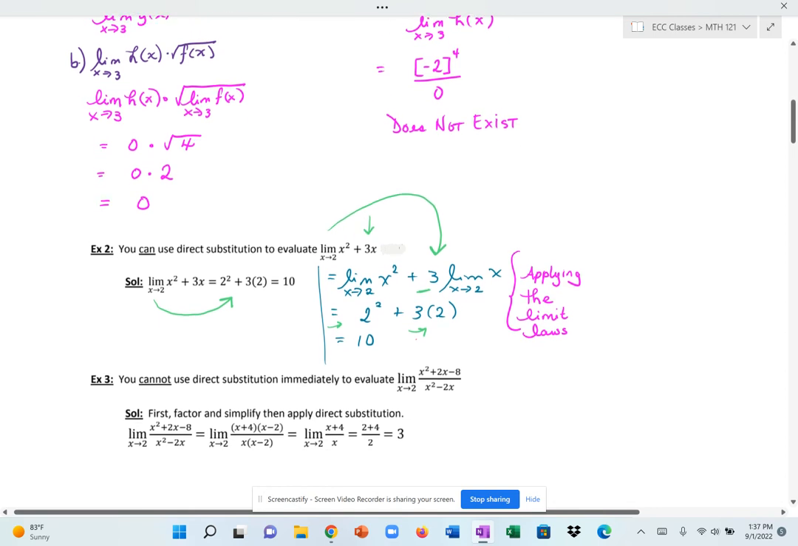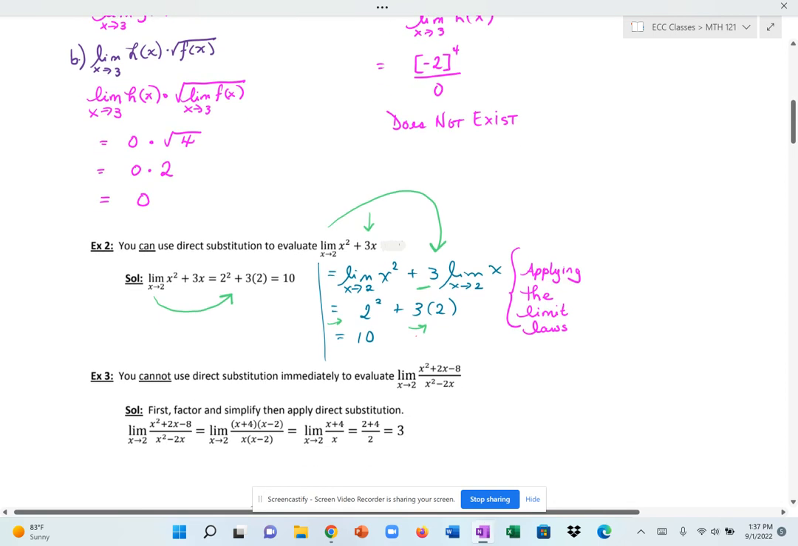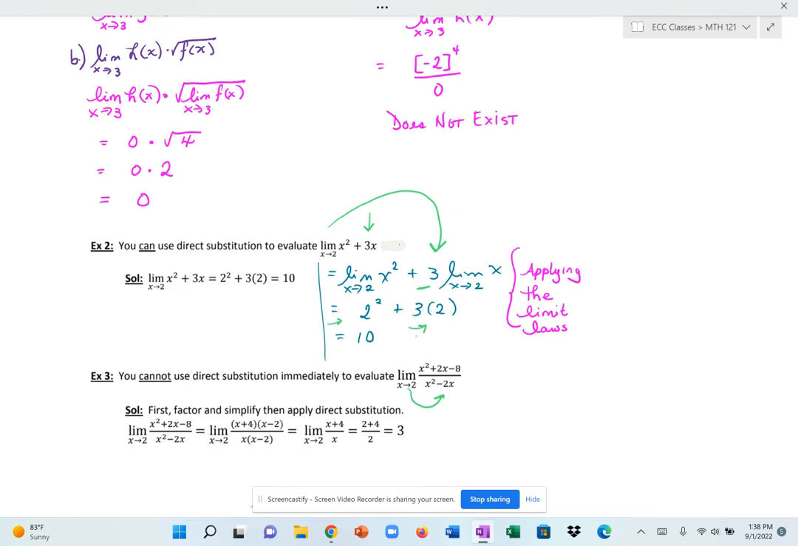Okay, what happens when you can't apply direct substitution? In previous sections, we did this numerically by plugging in numbers really close to the number that you're trying to evaluate. But we're moving away from that method. It's very tedious and time consuming, and there's definitely easier ways. In this case, I can't just plug in the 2, because if I did, I would get 0 in the denominator. So we can do a little bit of algebraic manipulation to get us to a point where we can use direct substitution. And the method that we're going to use is to factor.